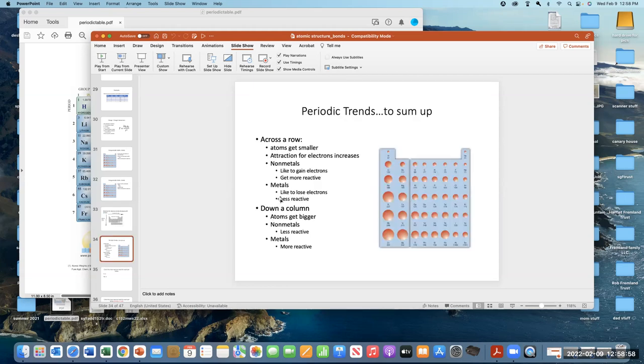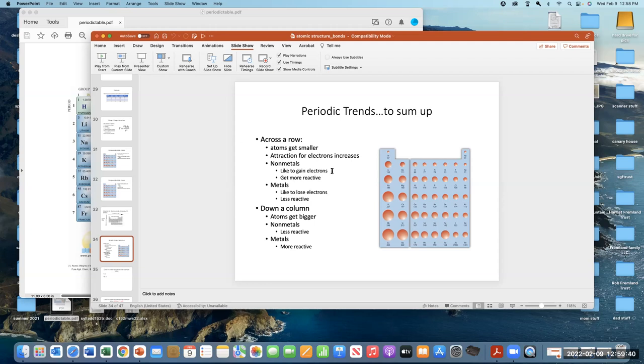And then putting it all together, all right? So if we put it together, as we go across a row, atoms are going to get smaller. Therefore, the attraction for electrons increases. Now, this plays into reactivity. For nonmetals, they're trying to gain electrons. So for nonmetals, again, this part here, the first two bullets, atoms get smaller, attraction for electrons increases. It doesn't matter if that's a metal or a nonmetal. That's all atoms. So we go across the row. Metals and nonmetals will get smaller. Attraction for electrons will increase.